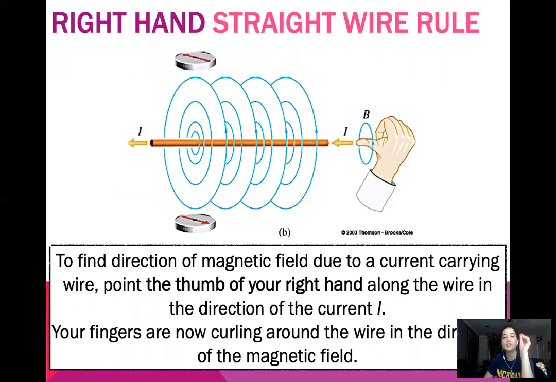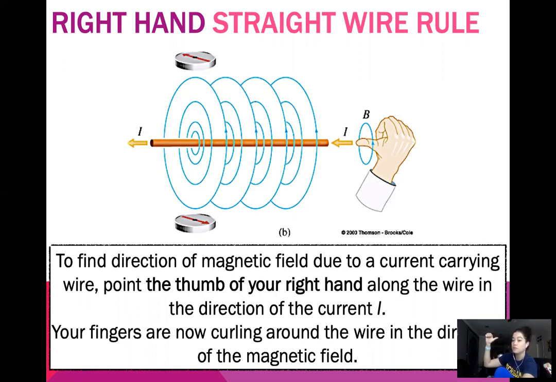So with a straight wire, and this is only for a straight wire, so this is called the first right-hand rule, you can find the direction of a magnetic field due to a current. What you do is use your thumb to point in the direction that the current is traveling along the wire. So in this picture, I see that it is moving from right to left. So I'm going to turn around a little bit and point my thumb in the direction of the wire.